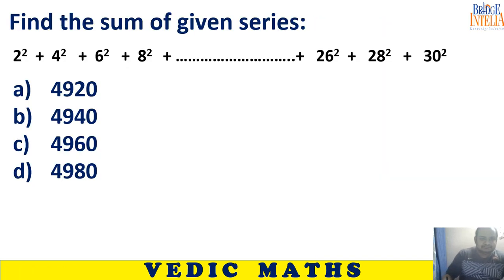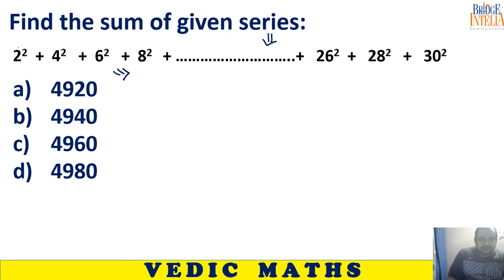Now let's see this one. Find the sum of the given series. Now this series is not complete because 1 square is not there, 3 square is not there, 5 square is not there. So you have to rewrite this series to make it look complete. How can you do that?